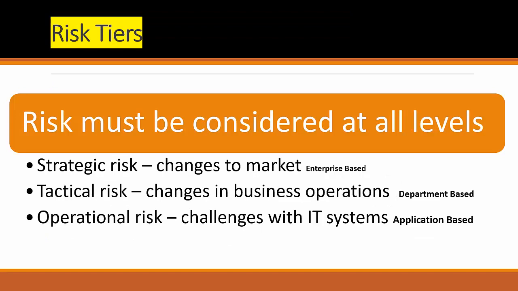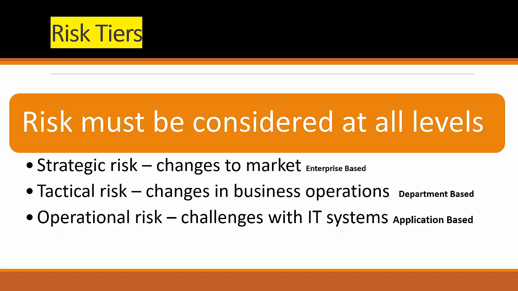Okay, so the next part is called risk tiers. Tiers mean different types. Actually, we have more than six types of risk, but here I'm just categorizing into three. And in the next section, I'm going to cover detailed risk tiers. So risk tiers is a type of risk. So here the risk must be considered at all levels.